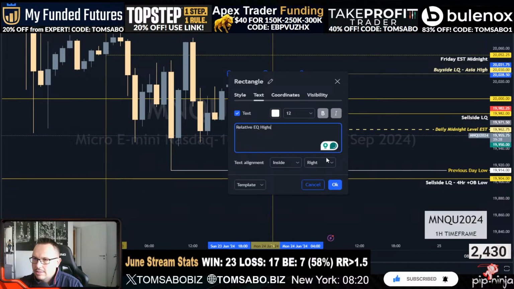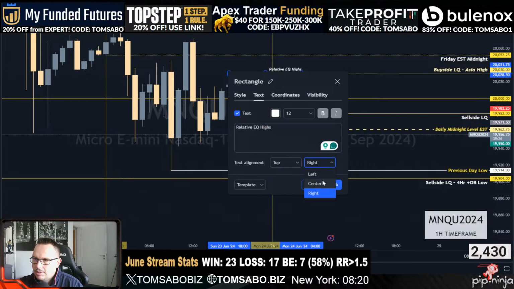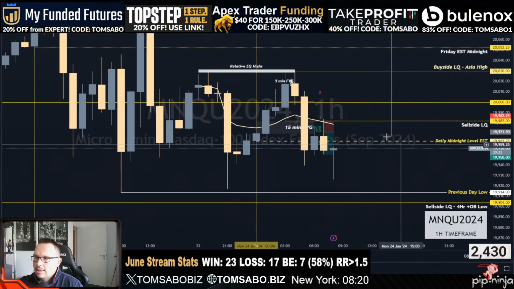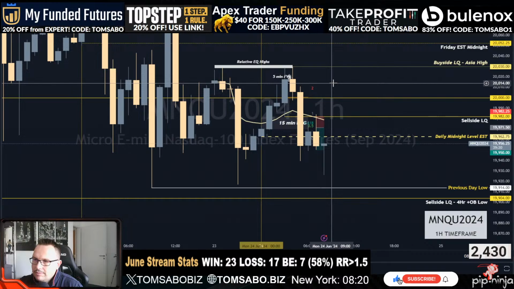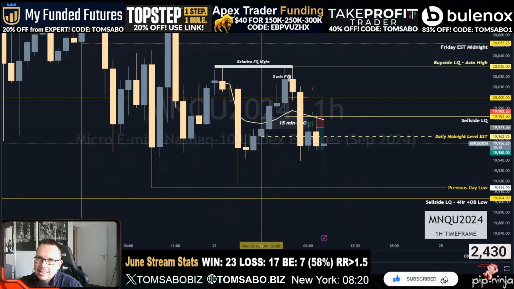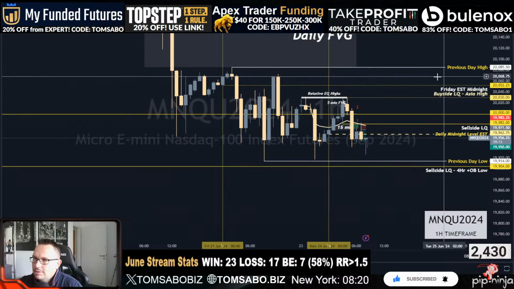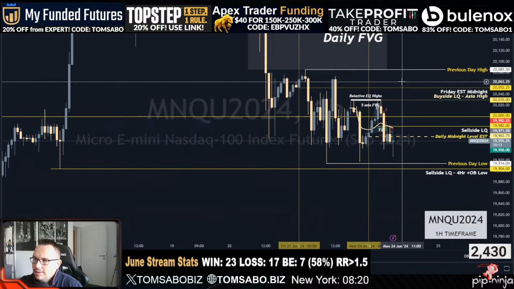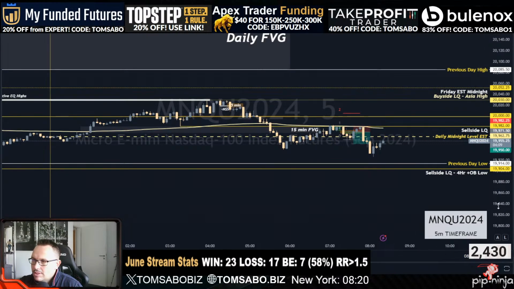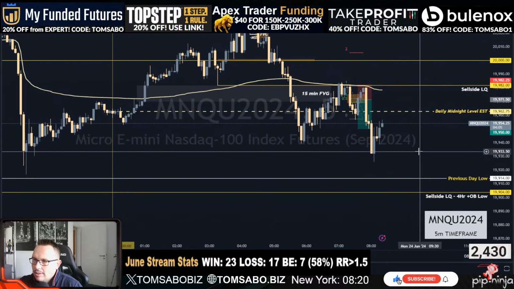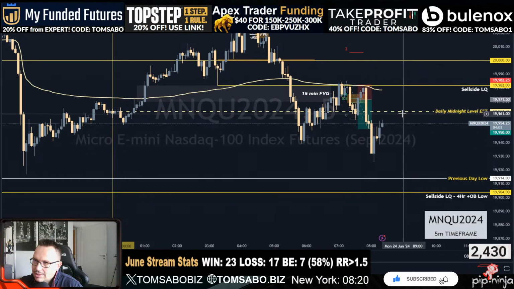Relative equal highs. I'm going to put it to the top, to the center. All right, now that's something I'm interested in as well. And this is why this whole setup makes it a little bit difficult to anticipate what's going to happen. If anybody wants to go for a risky short, well, you can do so.